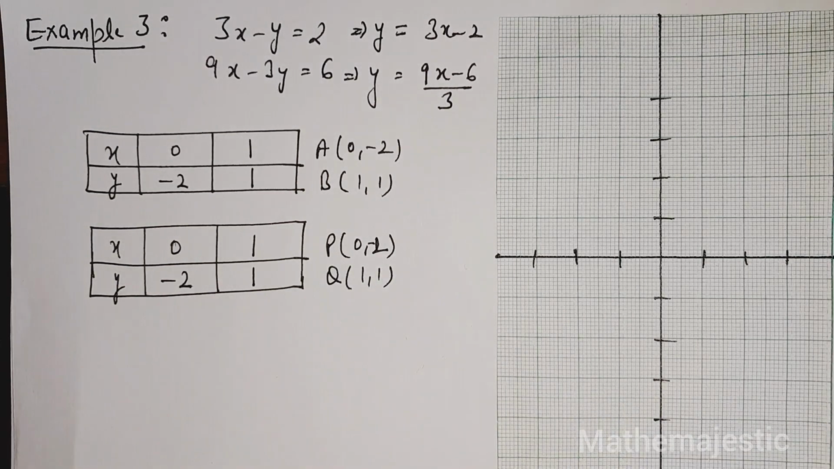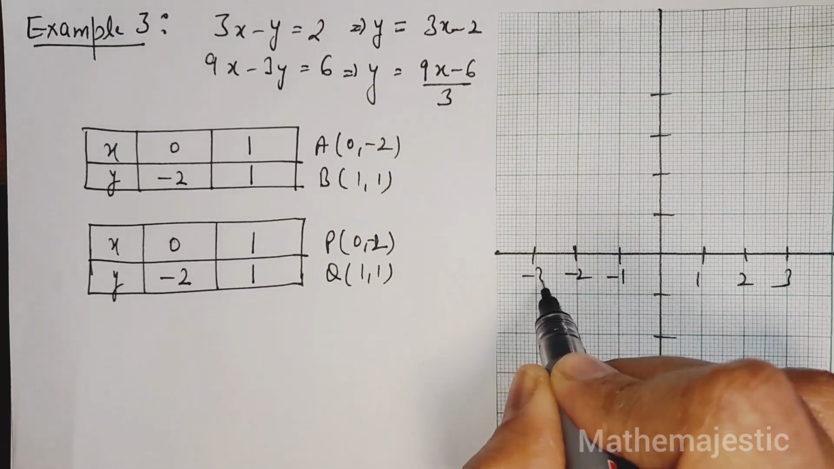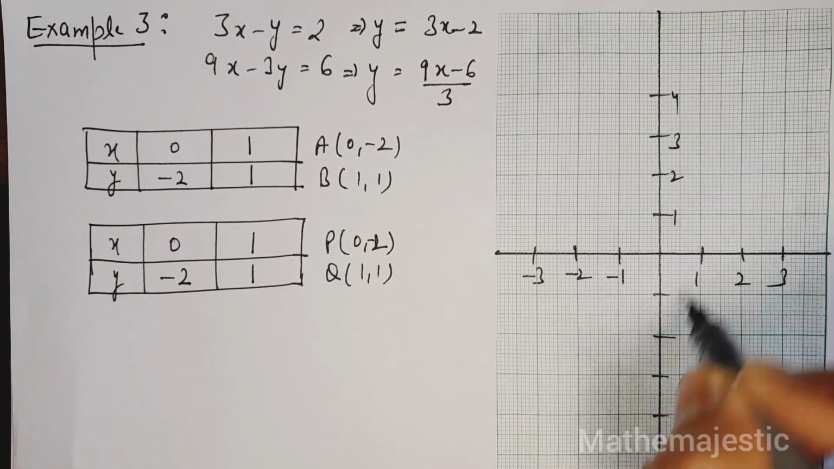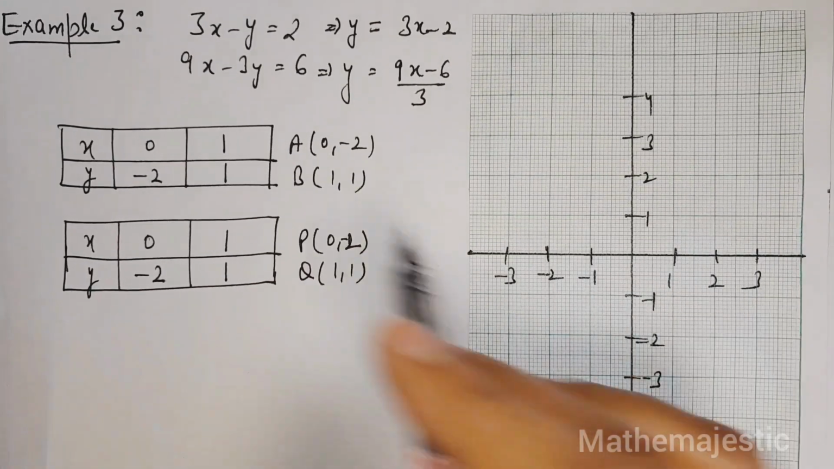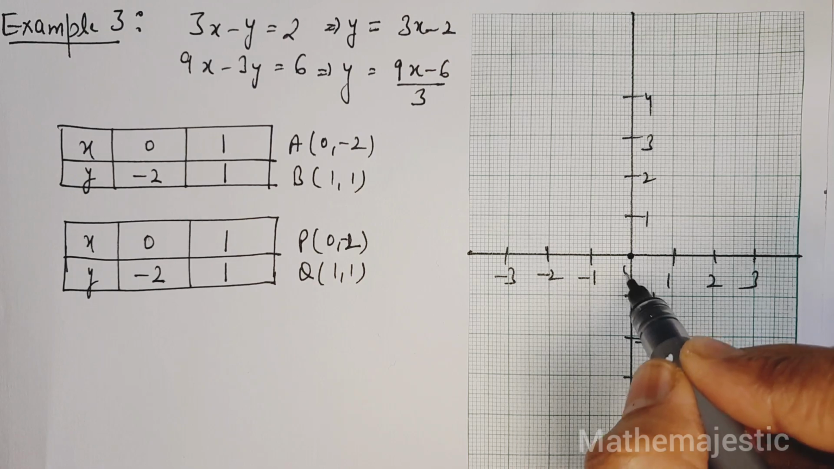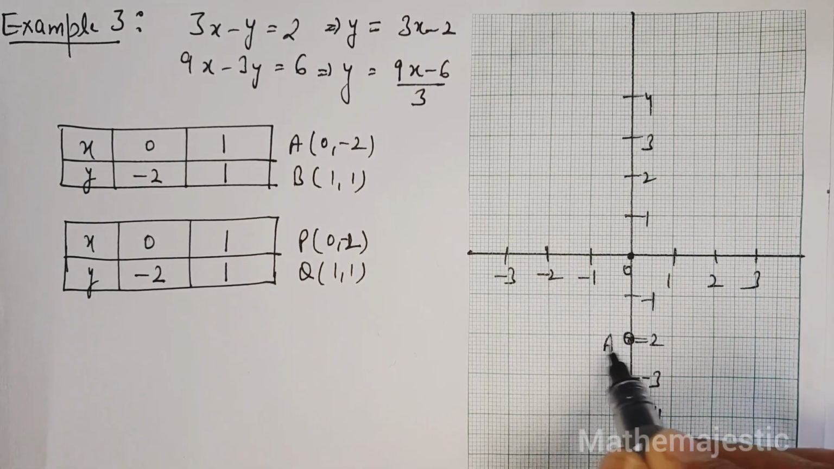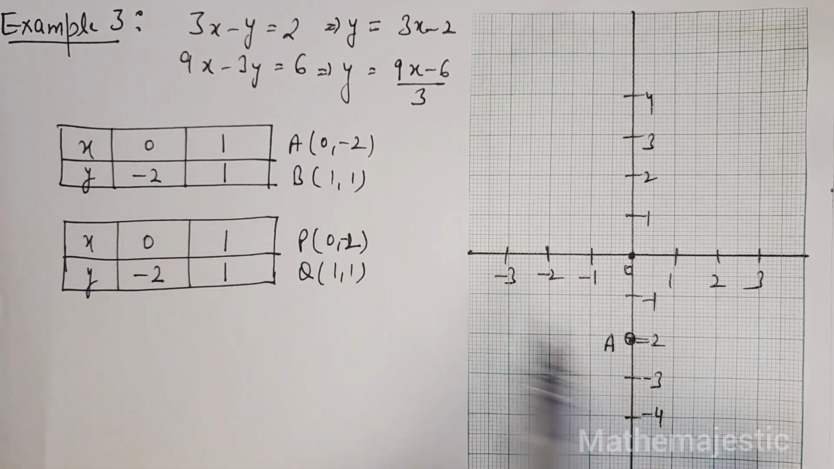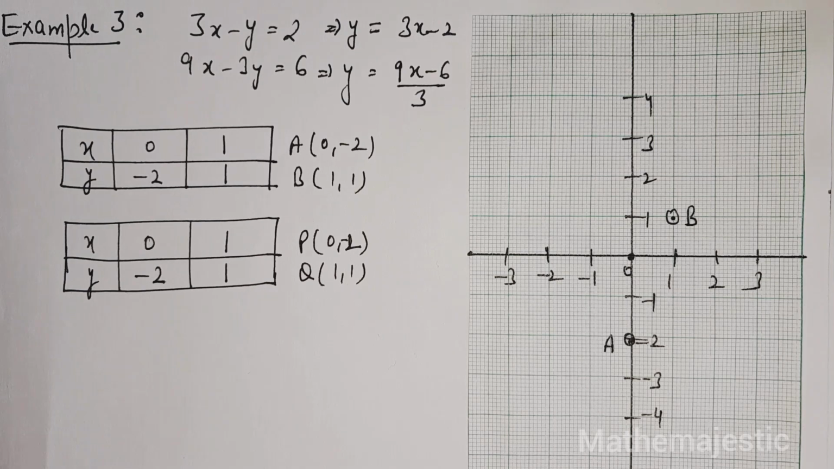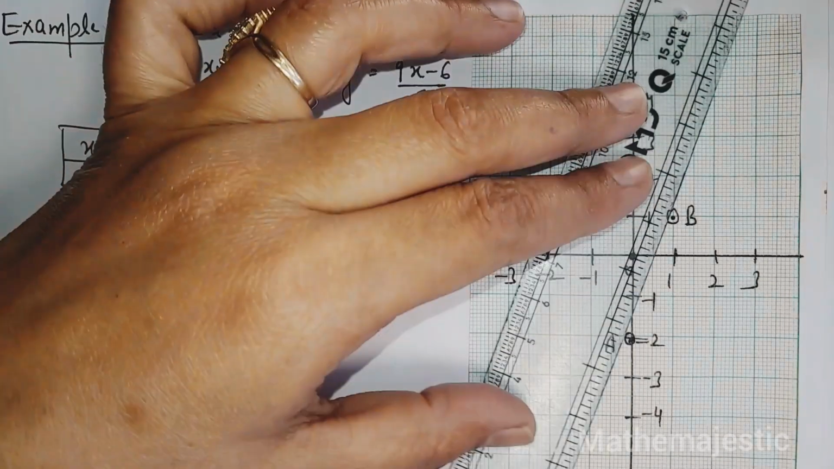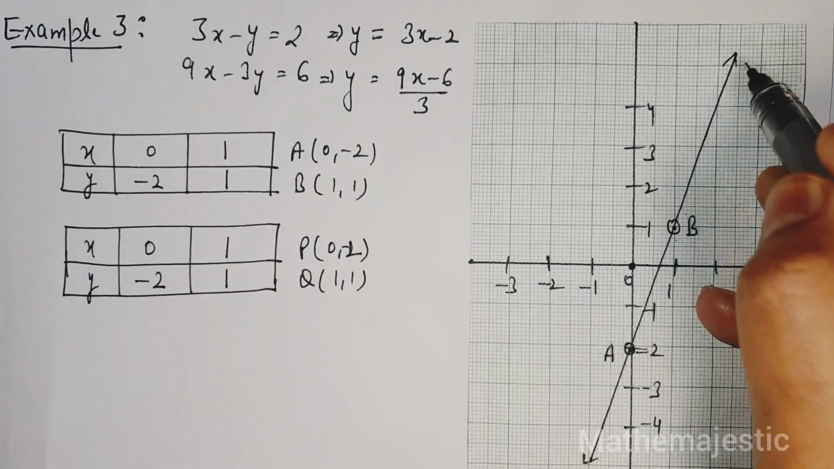Now we will plot these points on the graph paper. Let's take 1, 2, 3, minus 1, minus 2, minus 3, and 1, 2, 3, 4, minus 1, minus 2, minus 3 and minus 4. Now A (0, minus 2): x is 0, the y coordinate minus 2 is here, so this is point A basically. And B (1, 1), so xB is 1, yB is 1, this is the coordinate of point B. So we can join them by a straight line like this. This is equation 1.